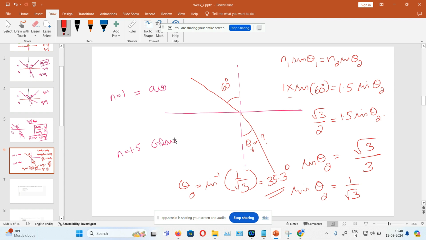So in this way, you can calculate different quantities. If the angle of incidence is given, the angle of refraction can be found. If the angle of refraction is given, the angle of incidence can be found. If the angle of incidence and angle of refraction are given, the relative refractive index of the two different media can be found. Like that, you can find out different things.